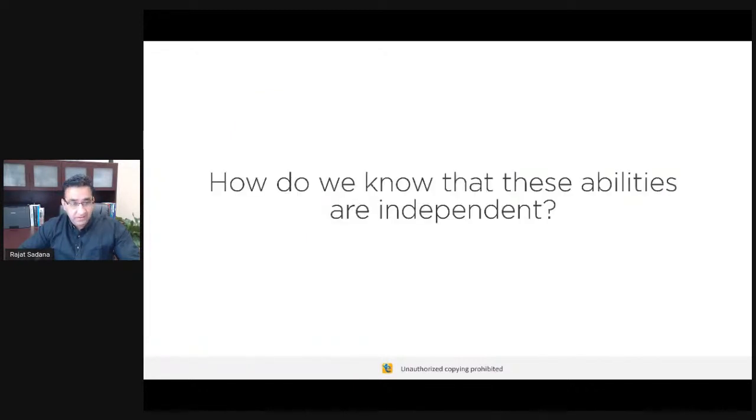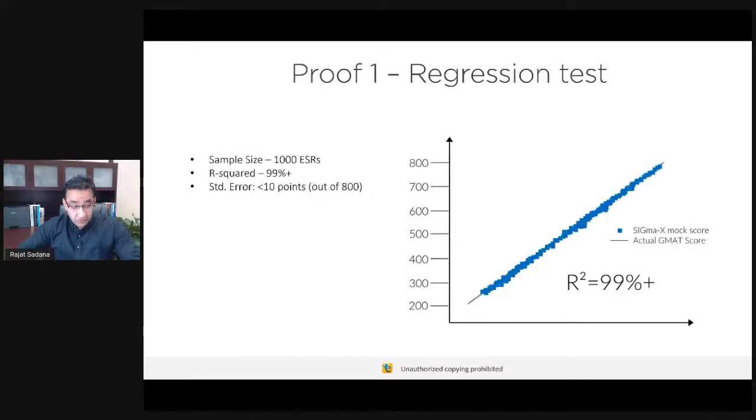And why do we know, and this may be a surprise to you, because this is not something that's out there, that these abilities are more or less independent? Because we used a lot of data. We actually did a lot of experiments where we took 1,000 ESRs and got all of these abilities, and we asked, hey, how do these abilities correlate with that score out of 800? As we ran a multiple regression, what we found was that this R square, for those of you who know what regression is, was incredibly high, upwards of 99%, which means these subsectional abilities, when they act independently, can predict that score out of 800 independently.